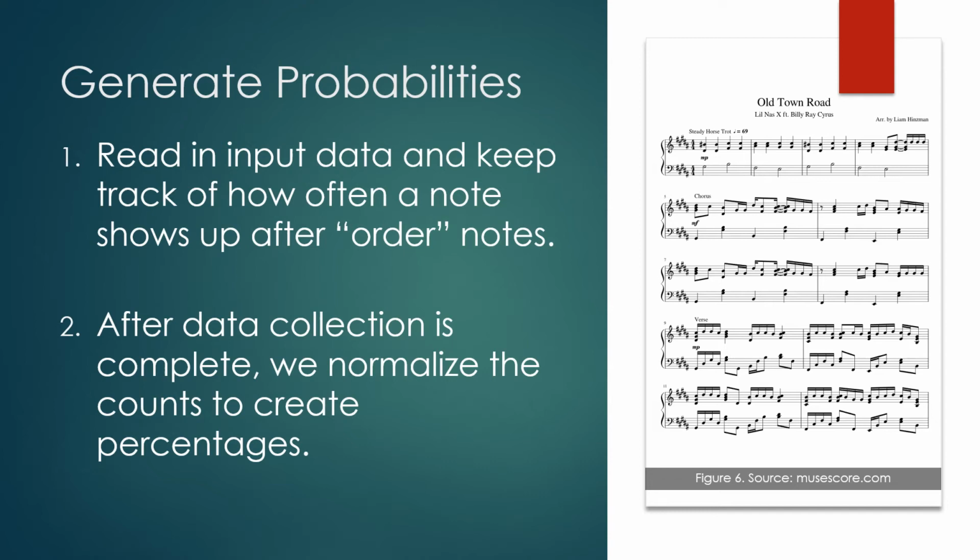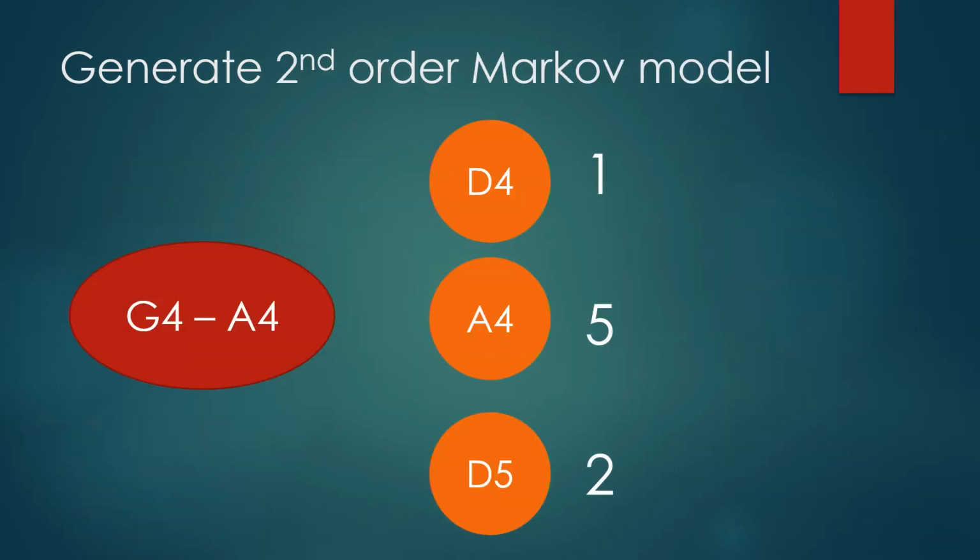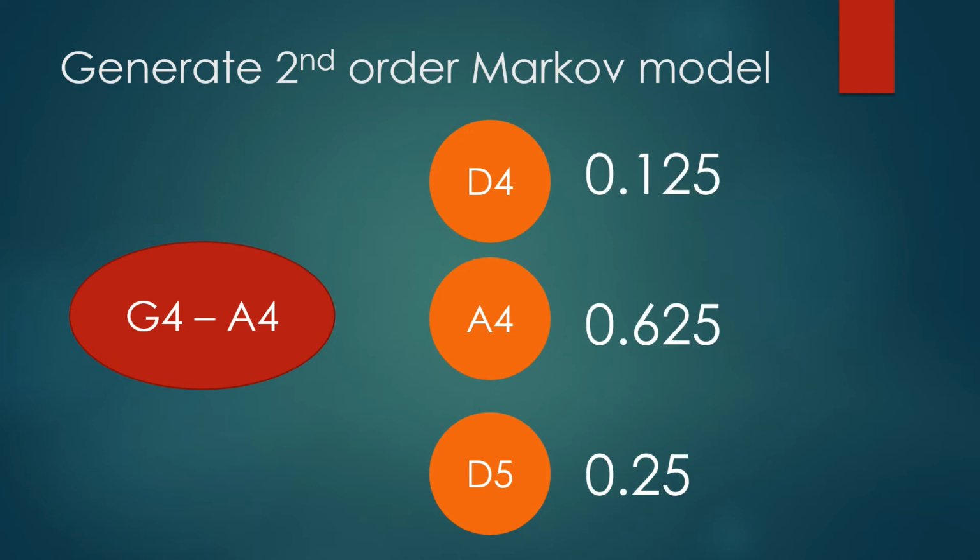Let's go through an example of this for a second order Markov chain. We'll consider the two-note combination G4 followed by A4. If after seeing G4, A4 in the score, we saw D4 once, A4 5 times, and D5 twice, then we saw the G4, A4 combination 8 times total in the score. We then divide each of the counts for each note by this total, and fill in the probability matrix with these values.